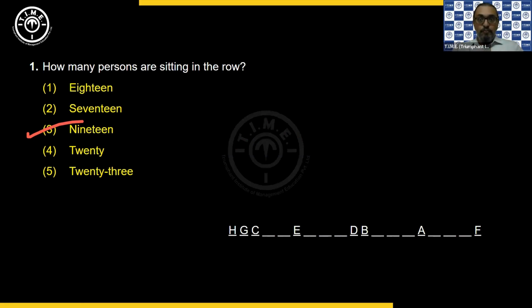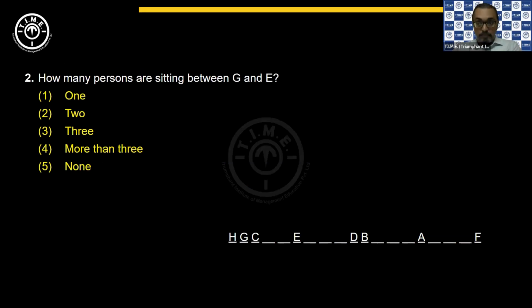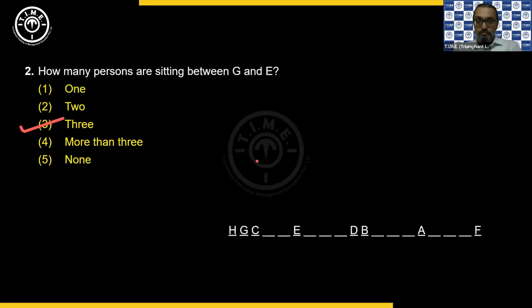Okay, so you have the arrangement with you. I have shared the arrangement here along with every question. So please do answer. Then how many persons sit between G and E? Tell me how many persons between G and E. Correct. That is right, 3. Correct. It is the third option. Very good.